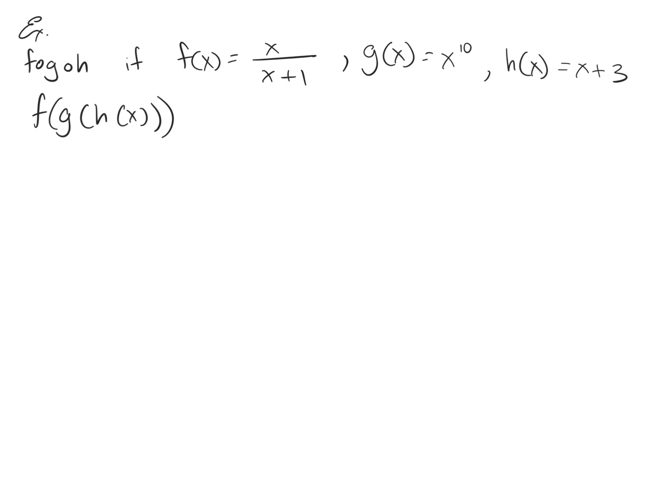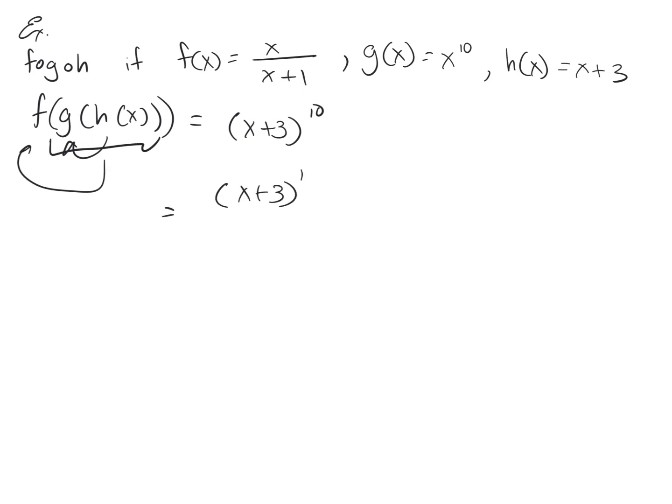And again, in this case they wanted it with x, so we have to start plugging back. So we're going to start plugging the h into the g. So it's going to be x plus 3 to the 10th power. Now, I'm not expecting you guys to solve this because that's a lot of foiling. So for now, I just leave it as x plus 3 to the 10th power. And then we're going to plug this whole thing into the f of x. So we end up with x plus 3 to the 10th power over x plus 3 to the 10th power plus 1.